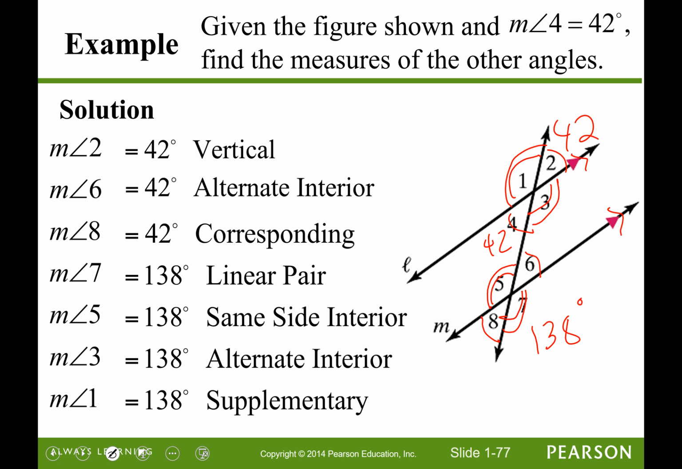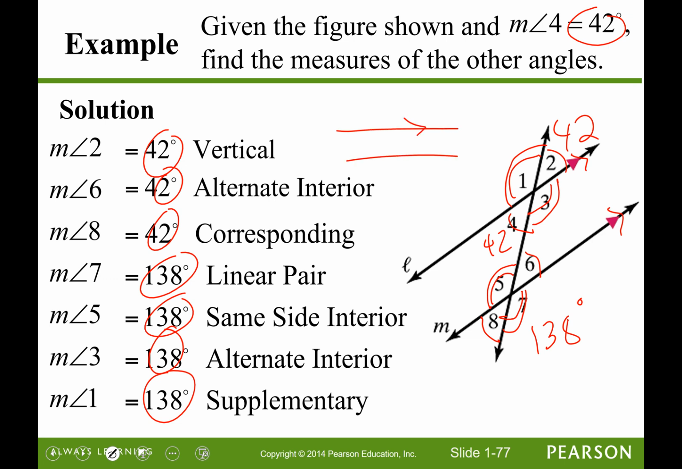So again, notice that every angle is either 42 or 138. And that will always be the scenario when you have any two parallel lines cut by a transversal. And 42 and 138 add to 180. It's always a good way to quickly check your work.